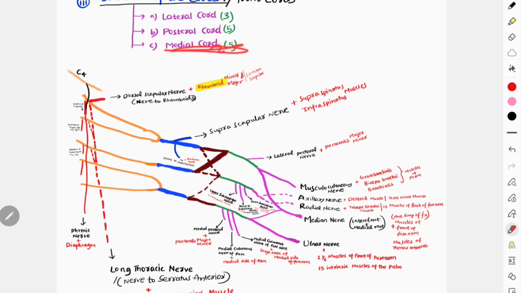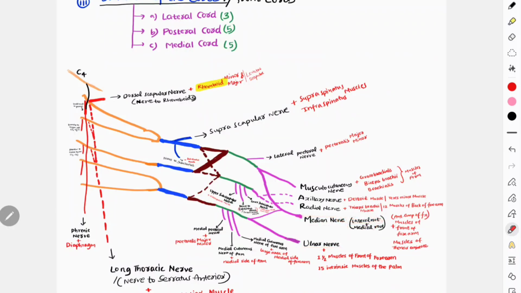Sorry, medial cord. See, this is the medial cord. From the medial cord 5 branches, 1, 2, 3, and this lateral root of the medial cord, which forms the median nerve, and this medial root alone forms the ulnar nerve. So 5, same: medial pectoral nerve, medial cutaneous nerve of arm, medial cutaneous nerve of forearm, lateral root of median nerve, and ulnar nerve.